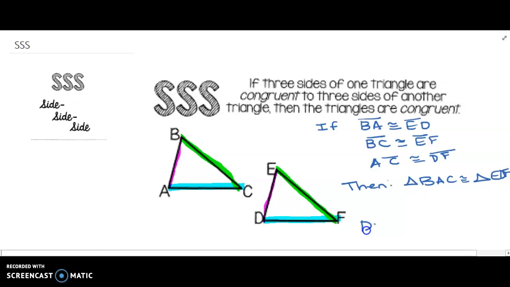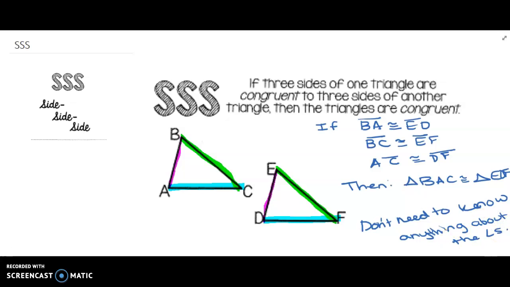I don't need to know anything about the angles. So all I need to know is the 3 sides of one are congruent to the 3 sides of the other. I don't need to know anything about the angle, and using this theorem, I could tell you these triangles are congruent.